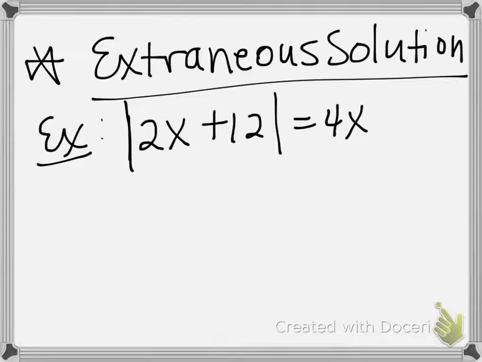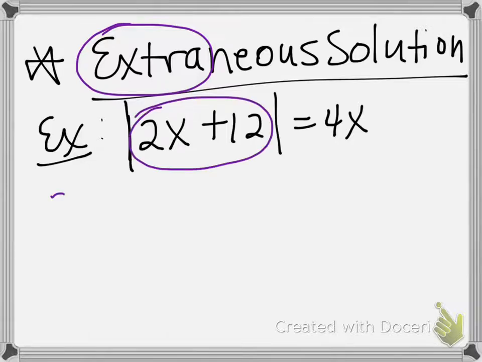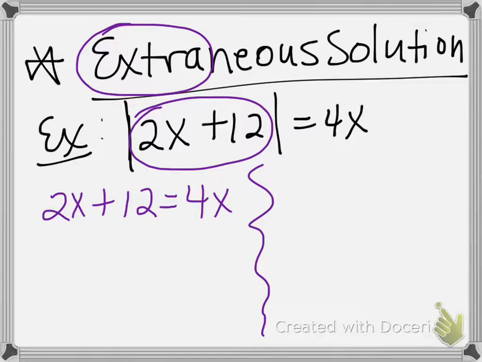Okay, so sometimes it doesn't work out quite so well, and we have what's called an extraneous solution. An extraneous solution is basically an extra solution that is wrong. Now you're probably not going to know until you get to the end of the problem, so we're just going to work it like normal, and then we're going to see what our extraneous solution might be. So take 2x plus 12. 2x plus 12 could be positive 4x, or 2x plus 12 could be negative 4x.